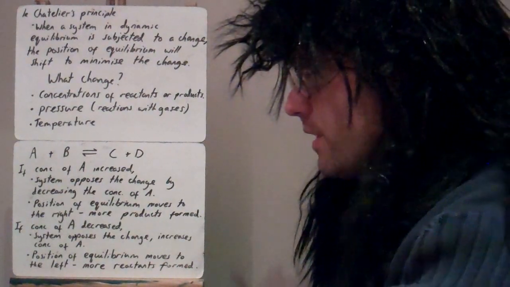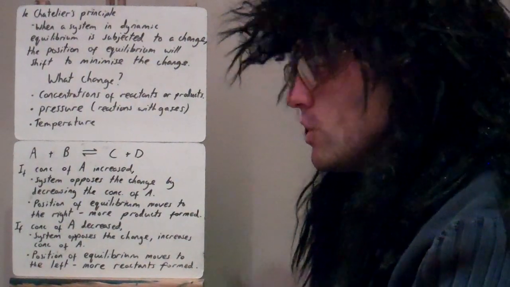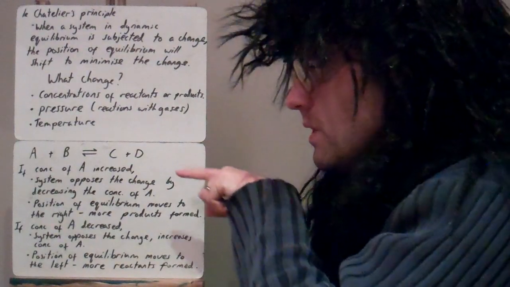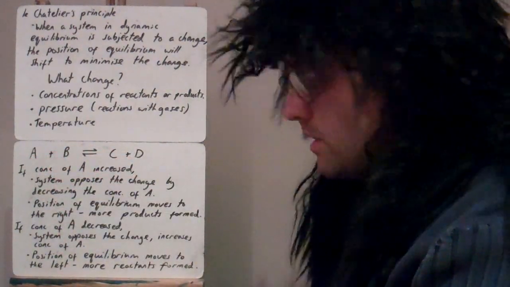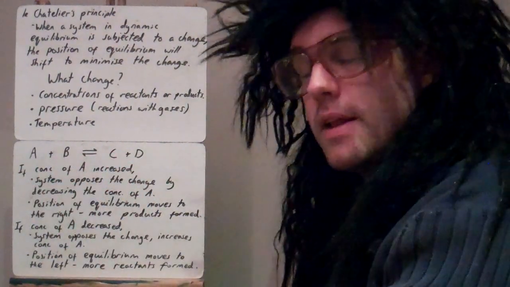If the concentration of A is decreased, the system opposes this change and increases the concentration of A. So the position of equilibrium moves to the left to replace the A that I've taken away by decreasing it. And so we get more reactants, and so we must be getting less products.